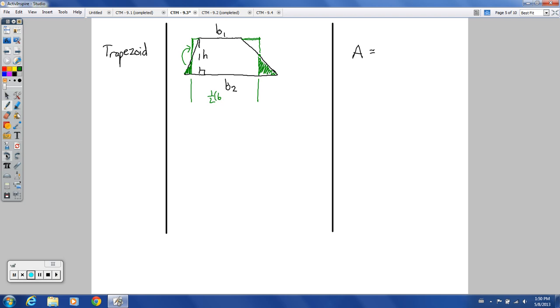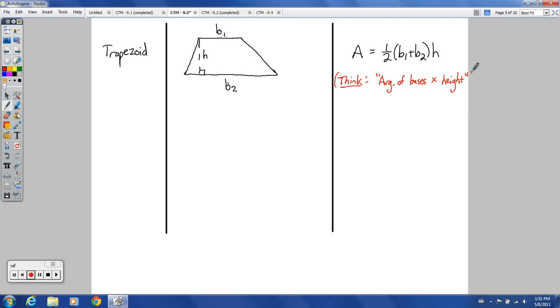The book has another, I think, pretty clever way to derive the formula using triangles instead of that rectangle idea that I just did. But either way will work to get that. So we have 1/2 (B1 plus B2), the average of the bases times the height. Let's put that in our different color down here. When you look at this one, this is, I think, the trickiest one to derive of the ones we've done so far. But think the average of the bases times the height. If you can remember that, you remember the formula for the area of the trapezoid.